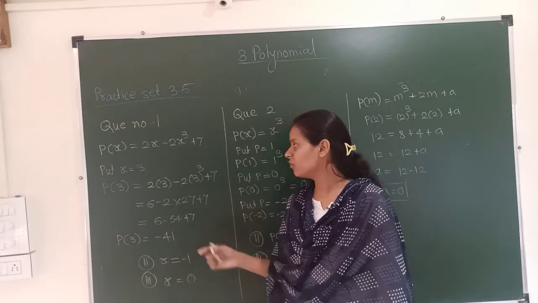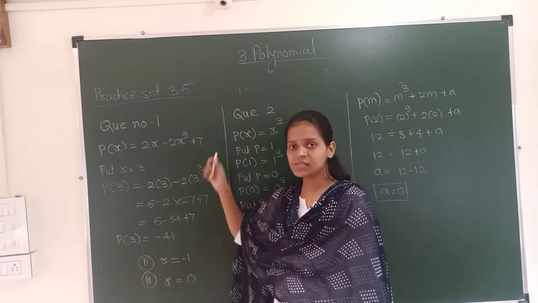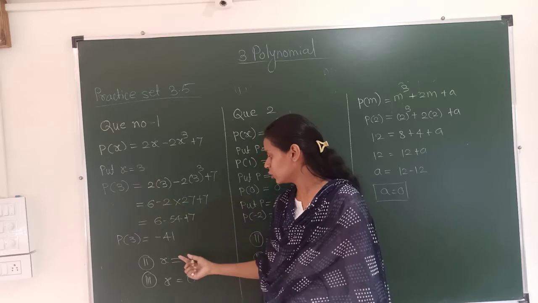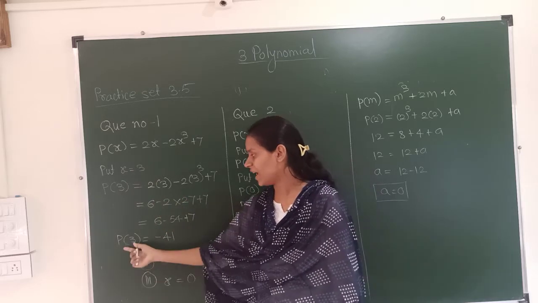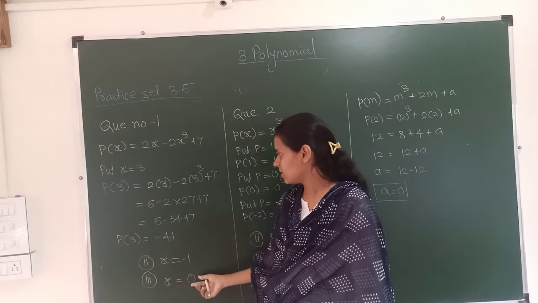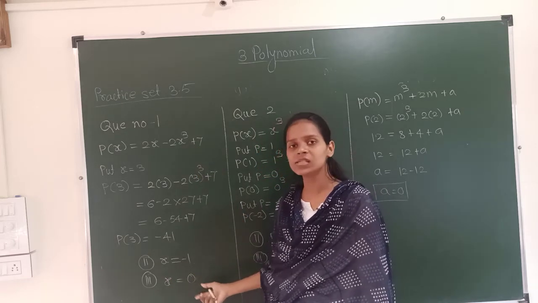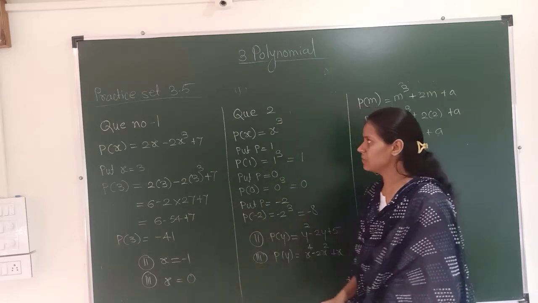Now what will you do? We will have two numbers over here and you will write this polynomial as it is. Put x is equal to minus 1 and have the value of p(minus 1), and again thirdly put x is equal to 0 in the given polynomial and have the value of p(0). You can solve it. It is as simple as that.